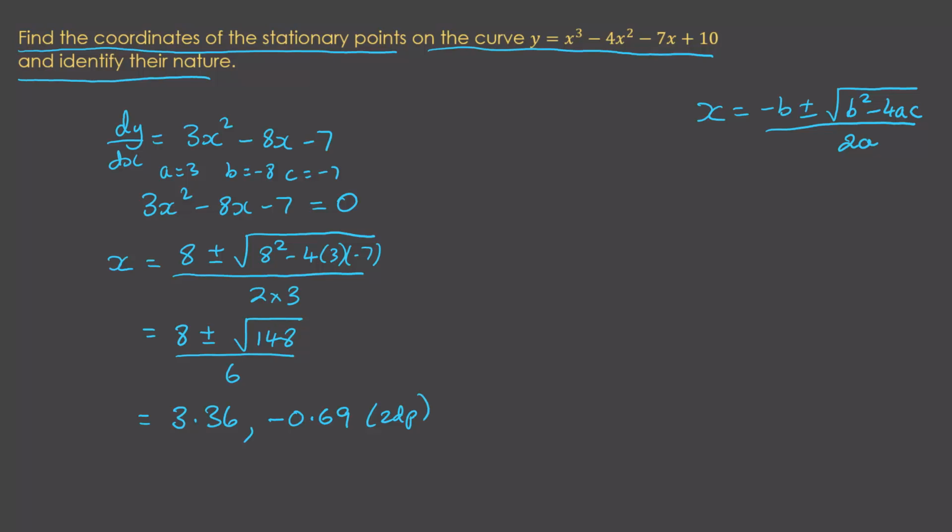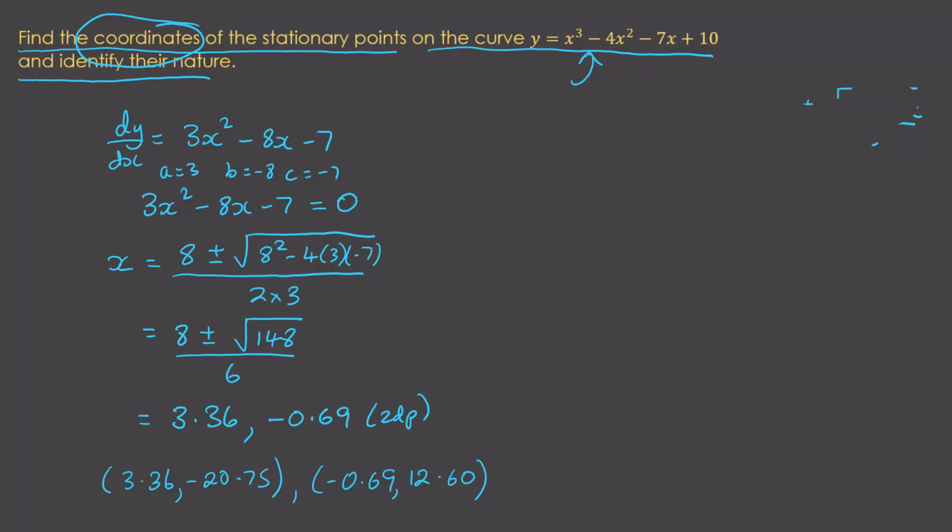Now the question does say coordinates, and so these values need to be substituted back into the original equation. I've already done that, so I'm going to say that we have 3.36 and negative 20.75, and we've got the negative 0.69, and that is at 12.60.